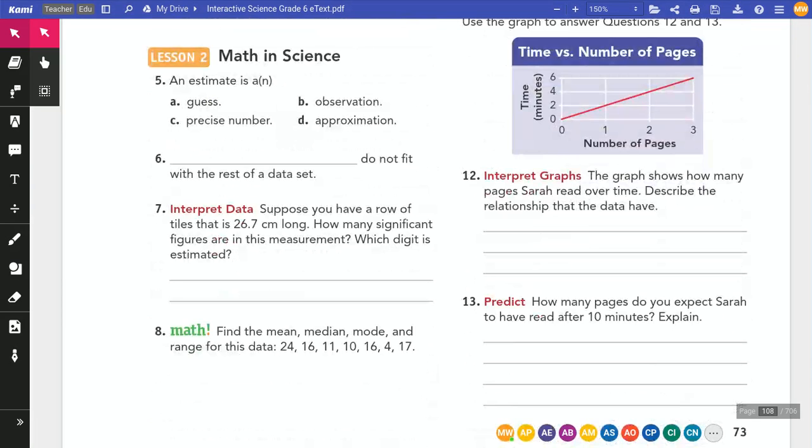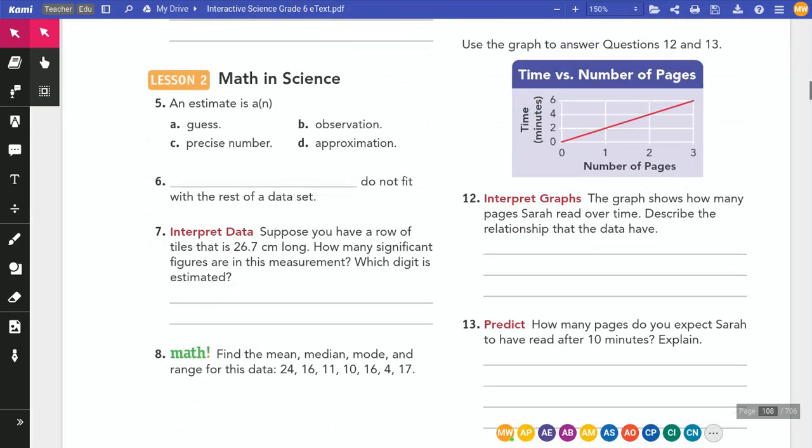7. Interpret data. Suppose you have a row of tiles that is 26.7 centimeters long. How many significant figures are in this measurement? Which digit is estimated? 8. Math. Find the mean, median, mode, and range for this data. 24, 16, 11, 10, 16, 4, 17.